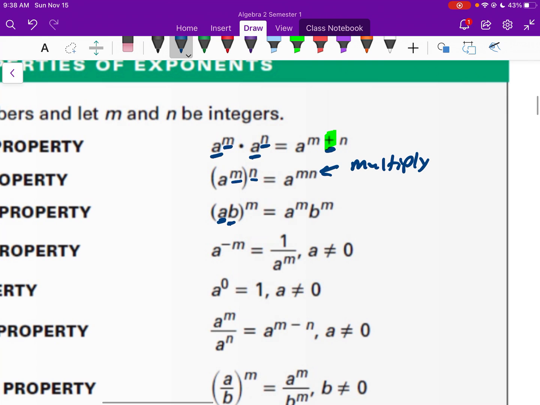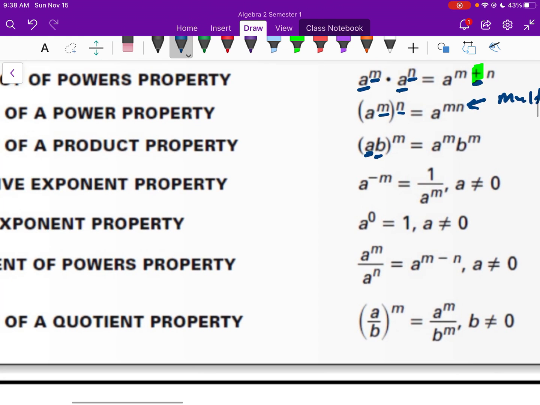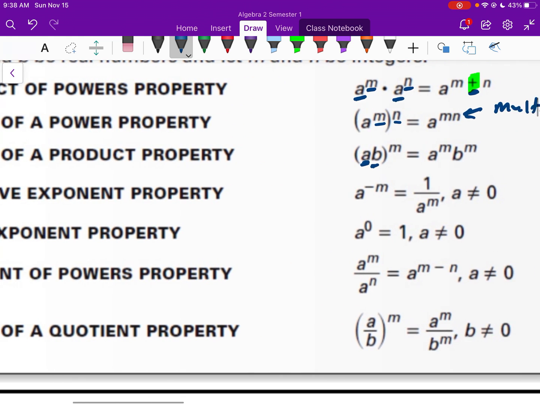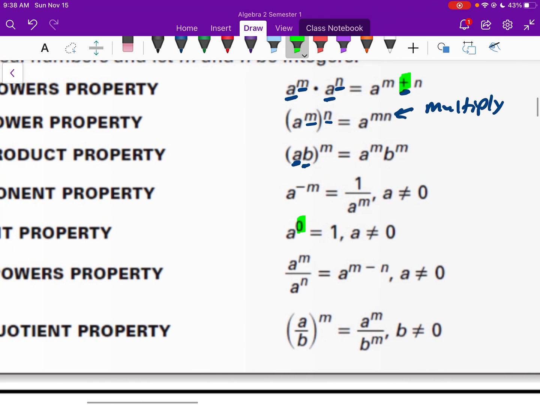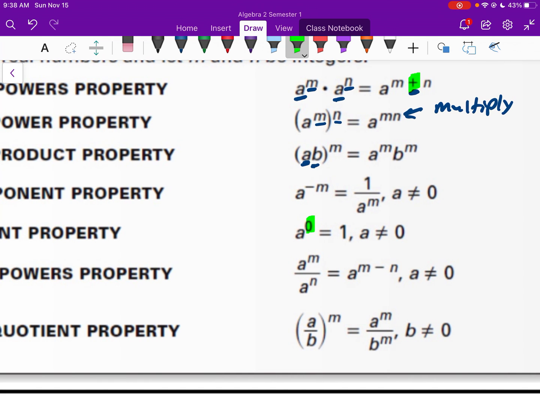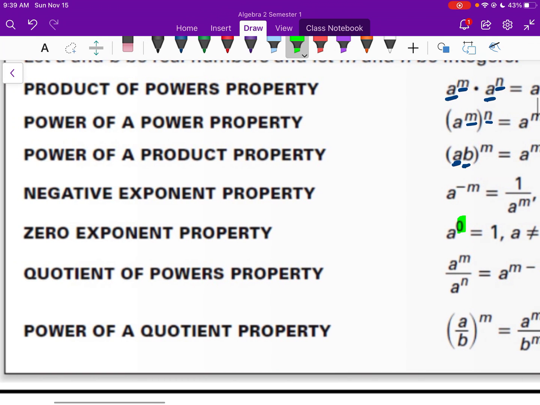Negative exponent property: if we have a negative exponent, the way we take care of that is we bring that term to the bottom. So in this case, we'd have 1 over a to the m. Zero exponent property: anything to the zero power will equal 1, no matter what the base is. A cannot be 0 though, because 0 to the zero power, we're not going to be able to do that.